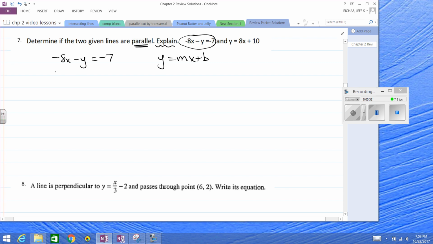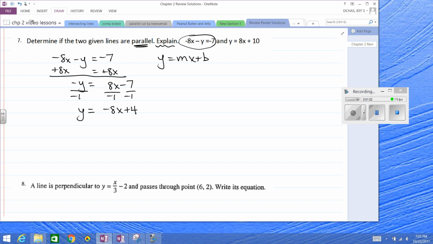Okay, so what we'll do first is add 8x to both sides. This is one way to go. Be careful here. This continues to be negative y, and then 8x minus 7. Sorry, that's positive 8x. And then we're going to divide everything by negative 1. Or multiply by negative 1. That works as well. And so it's negative 8x plus 7. All right. Now the other equation already is in y equals mx plus b form.